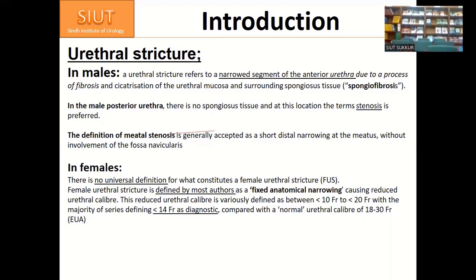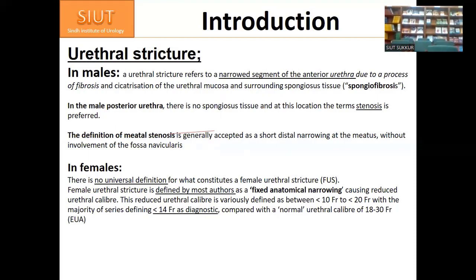The definition of meatal stenosis is generally accepted as a short distal narrowing at the meatus without involvement of the fossa navicularis. While in females there is no such universal definition, on the basis of various studies it has been decided that a reduced urethral caliber of less than 14 FR is diagnostic, compared with the normal urethral caliber of 18 to 30 FR. The definition in females is not definite.